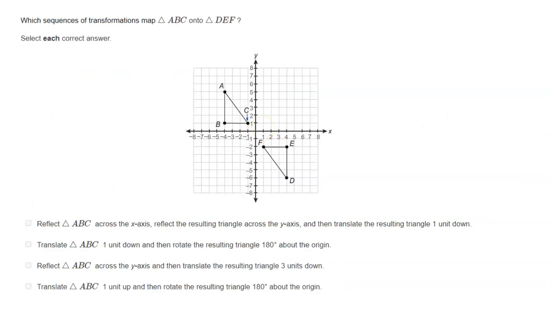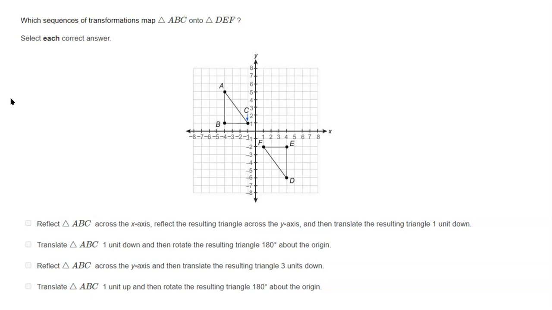Couple more questions here. Remember, you do not get all of these, so feel free to stop, pause, rewind, fast forward this video through any of these questions that you need. Which sequence of transformations maps triangle ABC onto triangle DEF? Select each correct answer. Can we reflect triangle ABC across the x-axis, reflect the resulting triangle across the y-axis, and then translate the resulting triangle 1 unit down?